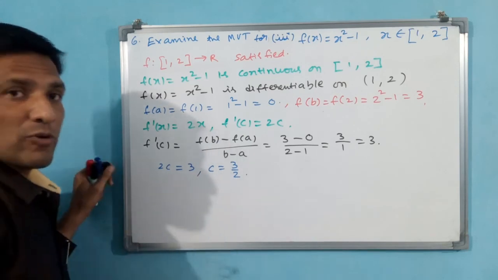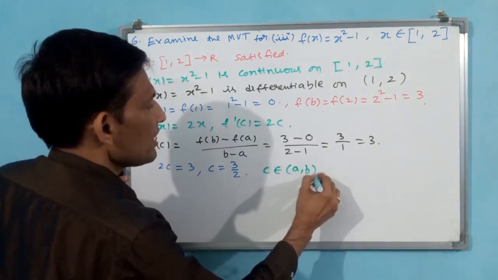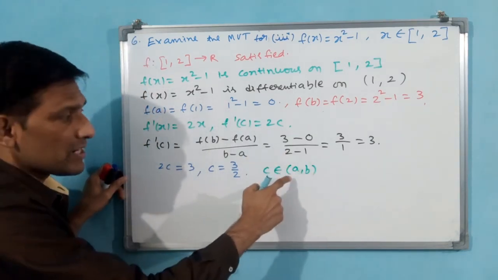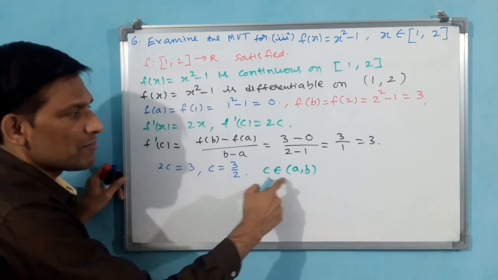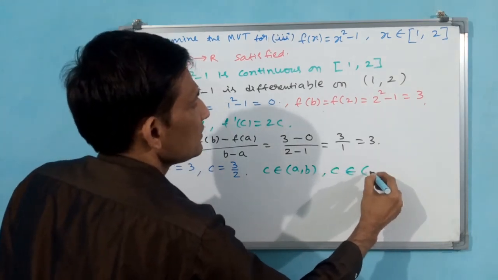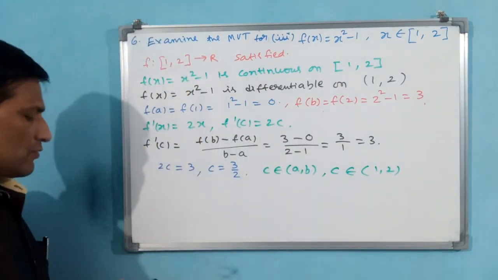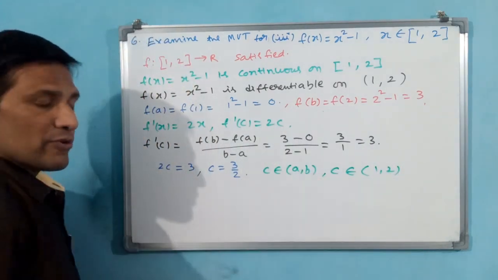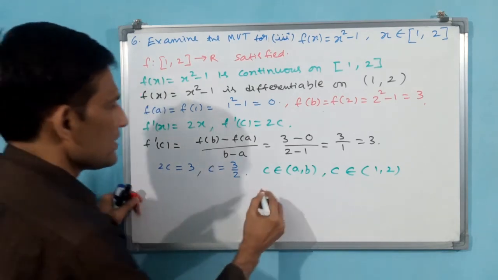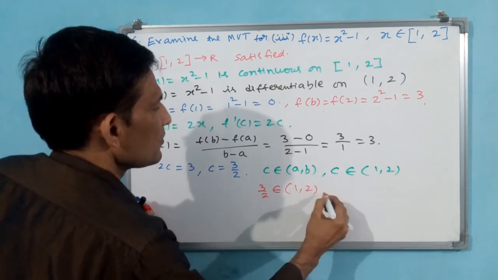c is equal to 3 by 2 means again, you know c should belong to the open interval a, b. That means c should not be equal to a, should not be equal to b, but it should be greater than a and less than b. c should belong to 1, 2. Now you tell me, is 3 by 2 in between 1 and 2? Definitely. Why? Because 3 by 2 means 1.5. Then write down: 3 by 2 belongs to 1, 2.